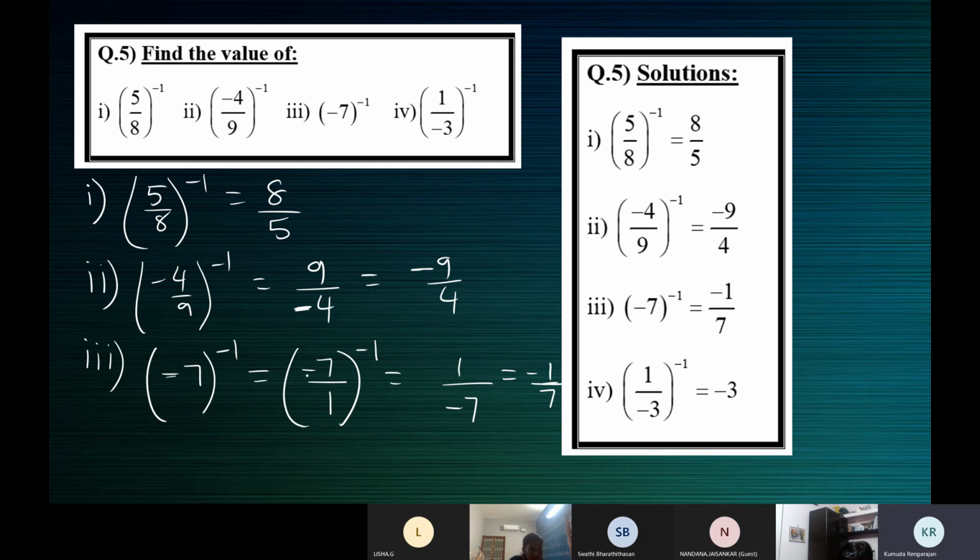Minus 7 means minus 7 by 1. I am writing it with the power minus 1 only. I have not written the reciprocal. I am writing it with the same power minus 1. I am just writing minus 7 as minus 7 by 1. The whole power minus 1, which means I have written the question only, is equal to 1 by minus 7, reciprocal. Or you can also write it as minus 1 by 7.